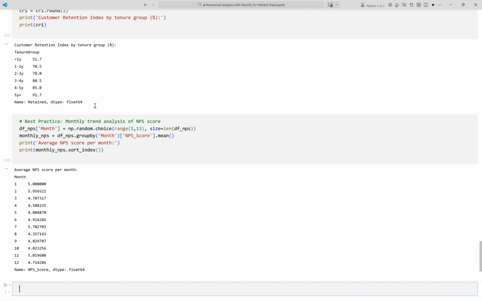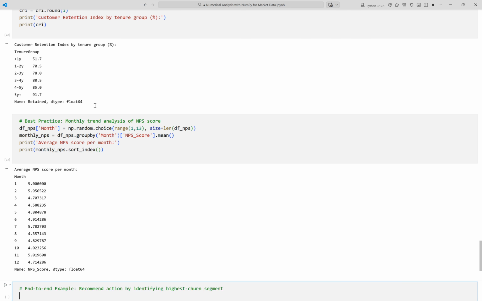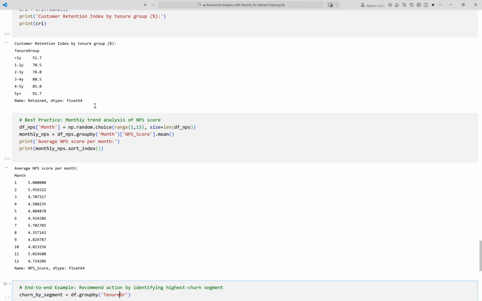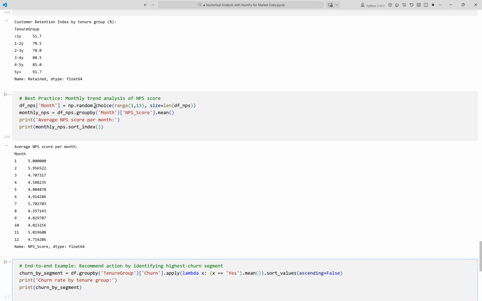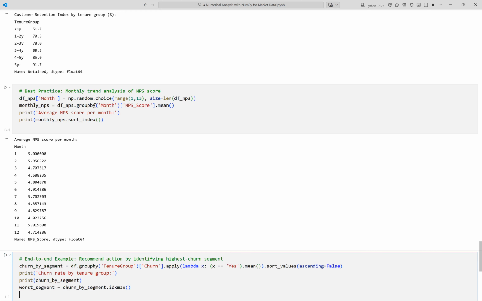In a real business scenario, you want to find which customer group is most at risk. We group by tenure and calculate churn rates. The churn rate by segment is printed, highlighting risky areas. We identify which segment has the highest churn rate. The output recommends an immediate action for the segment needing most attention.